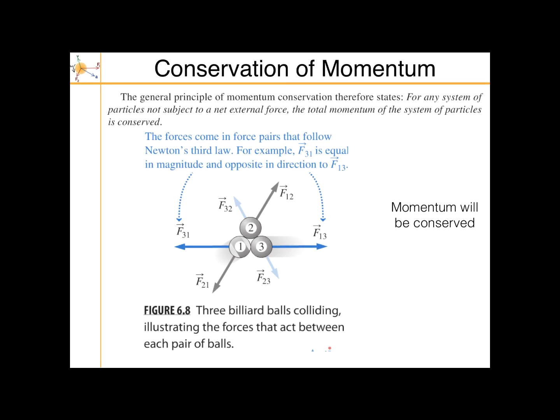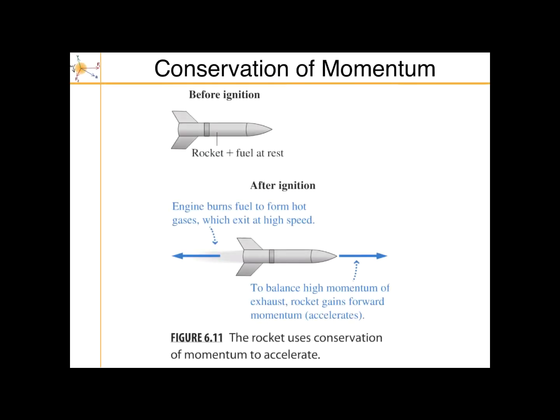Here's an example of three billiard balls colliding. They have all these complicated interactions. One exerts a force on 2, 2 on 3, 3 on 1. They all exert forces on each other, but the total momentum before the collision should be equal to the total momentum after the collision.